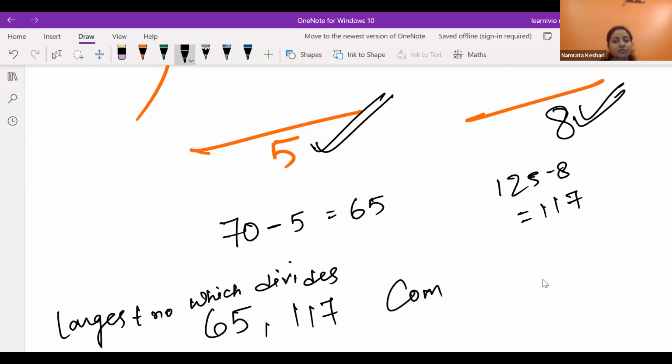That means HCF. Now if we find the HCF of these two, we will be getting a number which can divide 65 completely, which can divide 117 completely. And this remainder you are having in hand. In case again you are checking with the original number, automatically you will end up getting 5 as a remainder from the first case and 8 as a remainder from the second case. Is it making sense? Yes, ma'am.